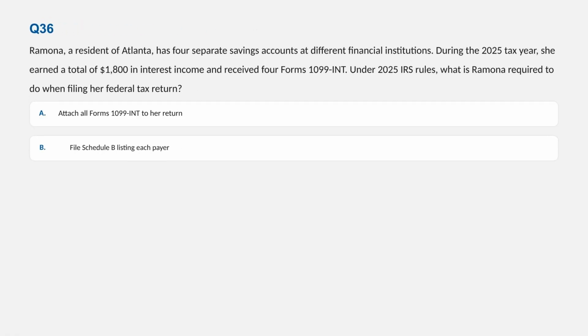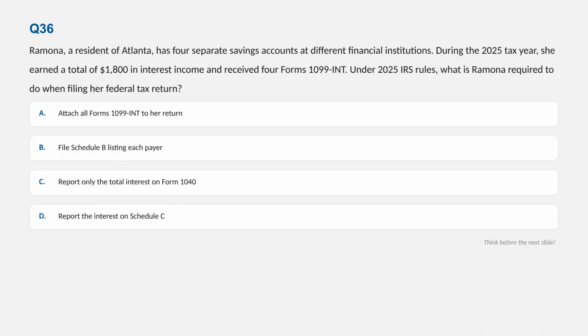Question 36. Ramona, a resident of Atlanta, has 4 separate savings accounts at different financial institutions. During the 2025 tax year, she earned a total of $1,800 in interest income and received 4 Forms 1099-INT. Under 2025 IRS rules, what is Ramona required to do when filing her federal tax return? A. Attach all Forms 1099-INT to her return. B. File Schedule B listing each payer. C. Report only the total interest on Form 1040. D. Report the interest on Schedule C.